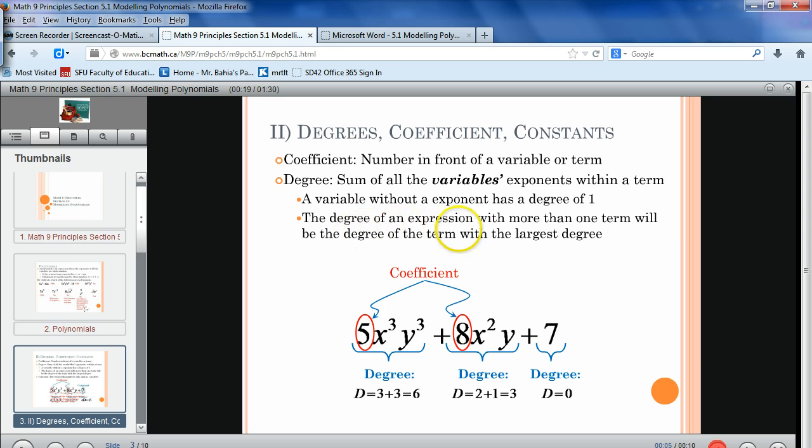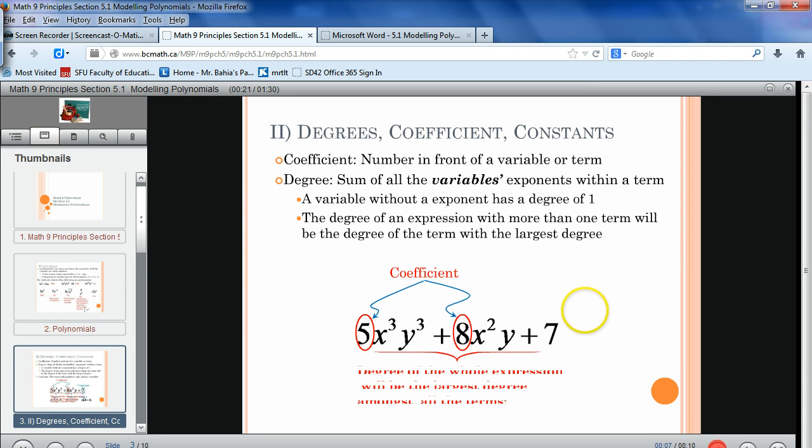And again, the degree of an expression with more than one term will be the degree of the term of the largest degree. So, bottom line, what I just said, we look at which of these terms has the highest degree, and this one here had a degree of 6. So that means the entire expression has a degree of 6. So the degree of the whole expression will be the largest degree among all the terms, which is 6, like I just said.